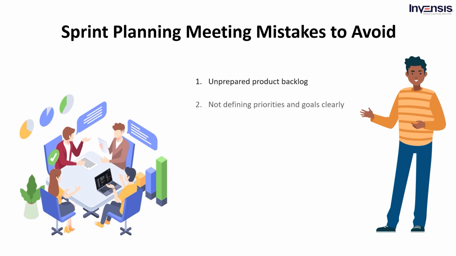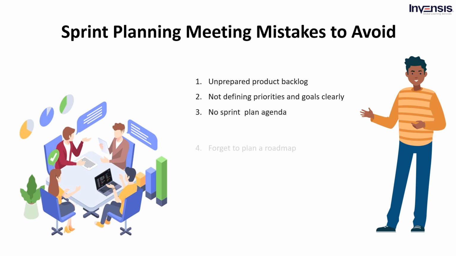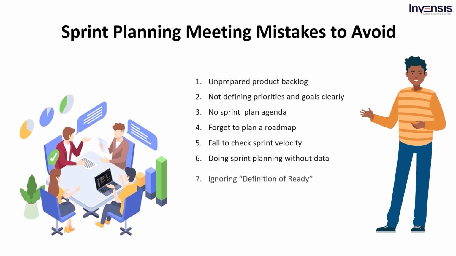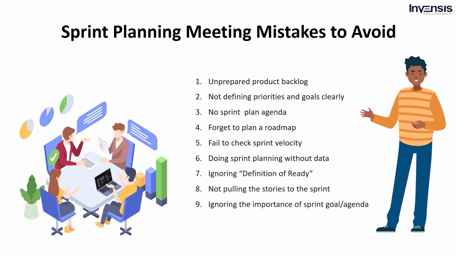Unprepared product backlog. Not defining priorities and goals clearly. No sprint plan agenda. Forgetting to plan a roadmap. Failing to check sprint velocity. Doing sprint planning without data. Ignoring definition of ready. Not pulling the stories to the sprint. Ignoring the importance of the sprint goal or agenda. Starting a sprint without having a proper name.